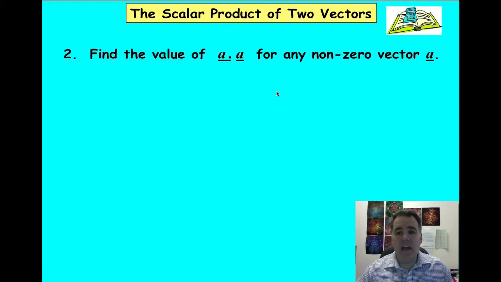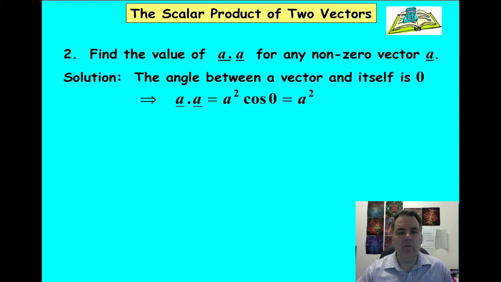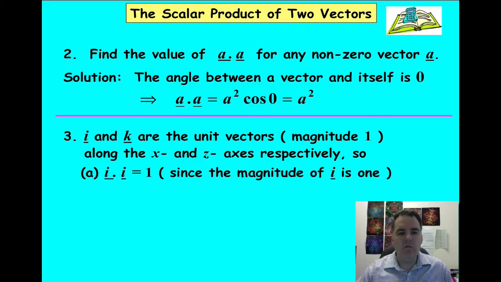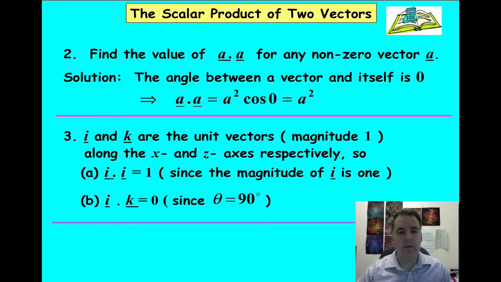Find the value of A dot A for any non-zero vector A. If we dot a vector with itself, we just get A squared, which is the length of A squared. If I is a unit vector, then I dot I is just going to be equal to 1. And I dot K, obviously they're going to be 90 degrees to each other, so that's going to be equal to 0. So there are some introductory ideas around what the scalar product is.